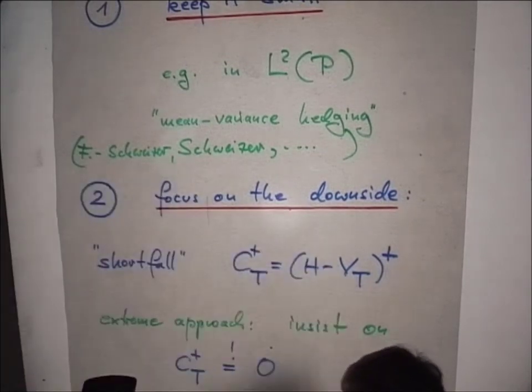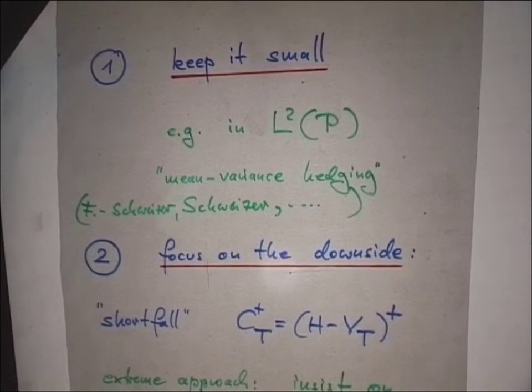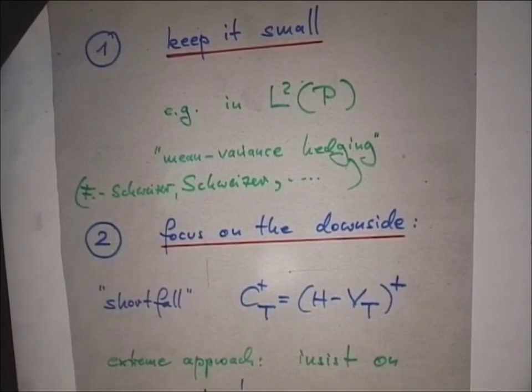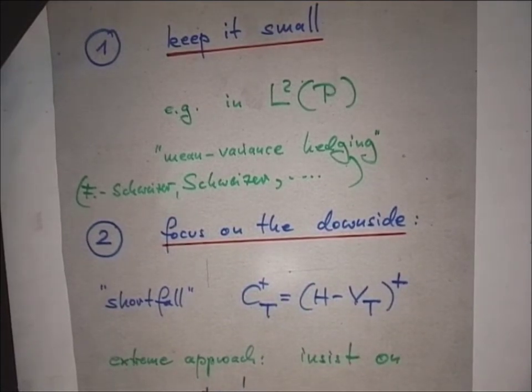You can try to keep it small in L2, for example, the idea of mean variance hedging. Or what is more appropriate, because if you have too much in the end, you are very relaxed. You are nervous only if you have not enough. So it's an asymmetry, and you want to focus on the downside rather. So the shortfall is interesting. An extreme approach insists, as before, on really, in the end, being absolutely on the safe side, so zero tolerance for shortfall risk.